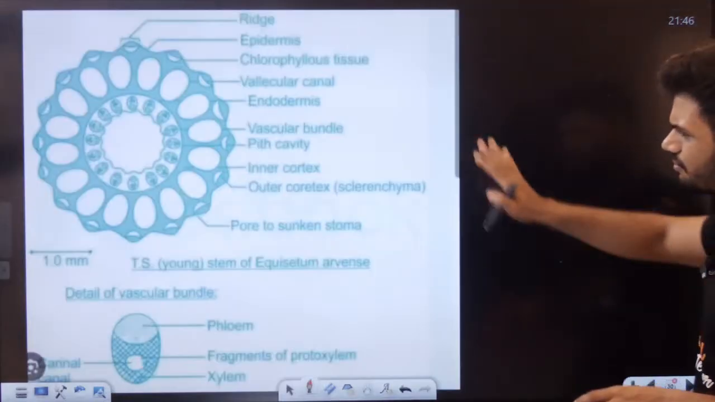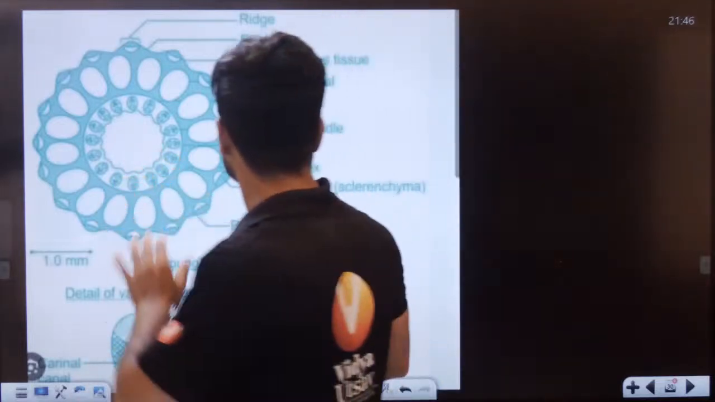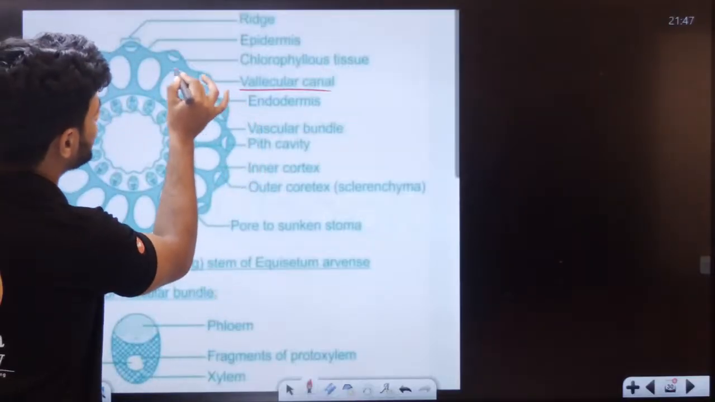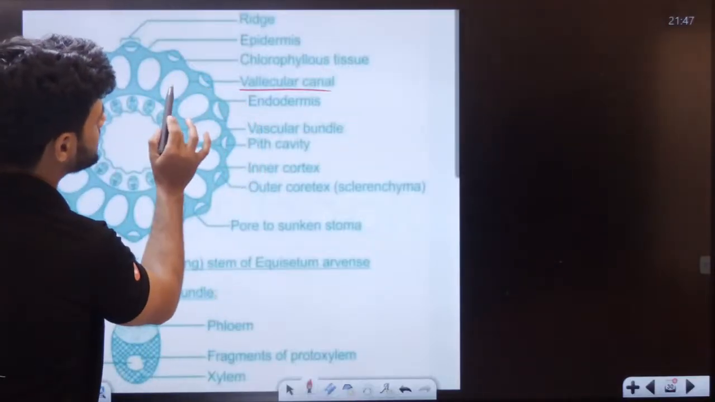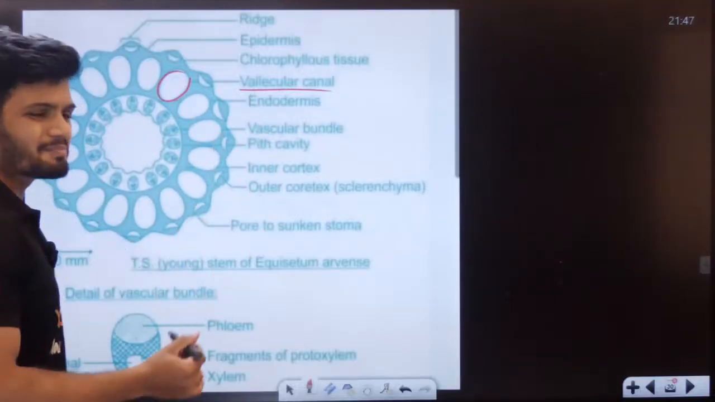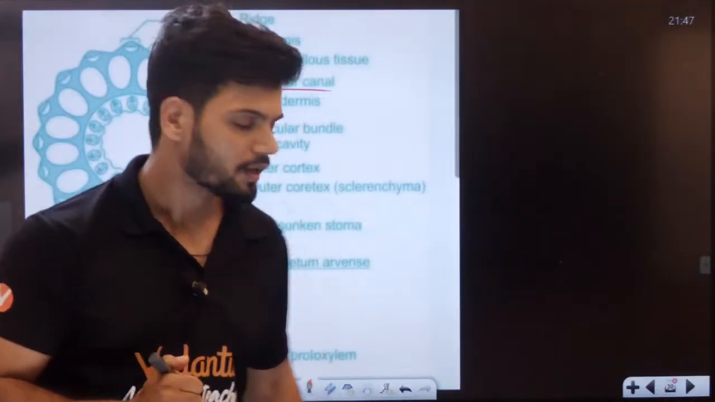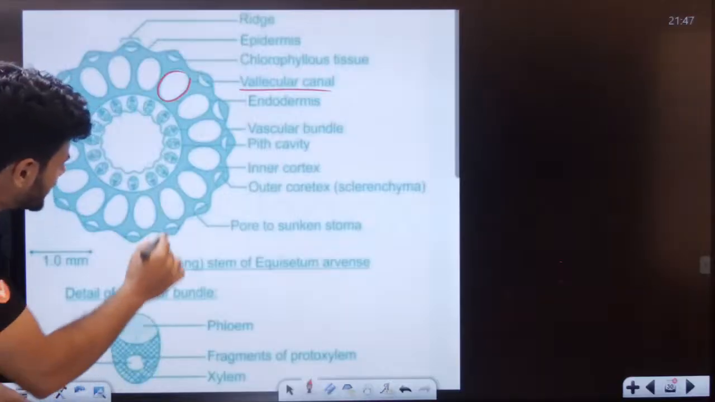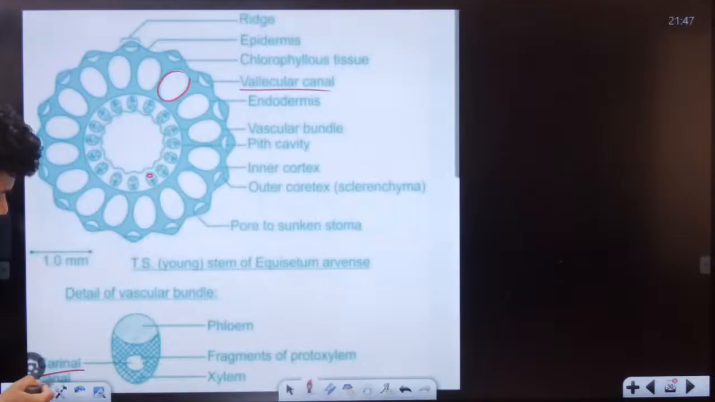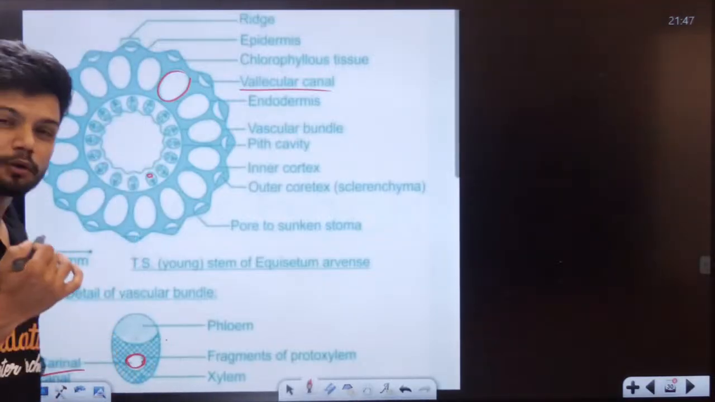This you can find on the internet. Here all of you can notice we have the vallecular canals, small and large vallecular canals everywhere. Vallecular canals are mainly responsible for the passage of air. Then if you look at the vascular bundles right here, in between them there are the carinal canals present right here. You can see here, this is the carinal canal. This canal mainly helps in the movement of water.